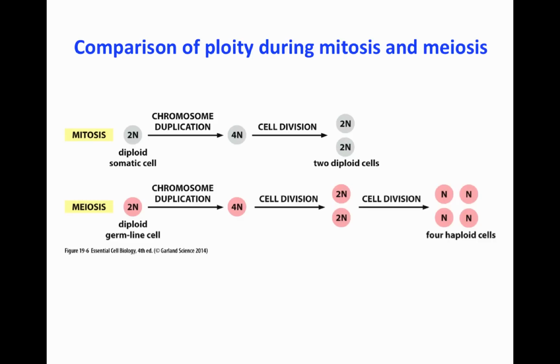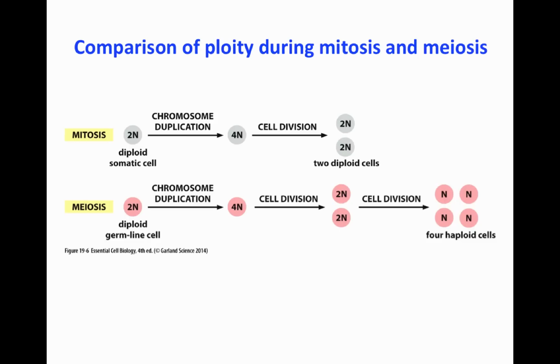So let's take a look again, comparing the ploidy, or the number of chromosomes in each cell. During mitosis, a cell that has 2n, meaning that it's diploid, is going to undergo chromosome duplication, so the DNA will be duplicated, so you're going to have 4n amount of DNA, and during cell division, each daughter cell will receive half that DNA, and therefore now you'll end up having 2 diploid daughter cells.